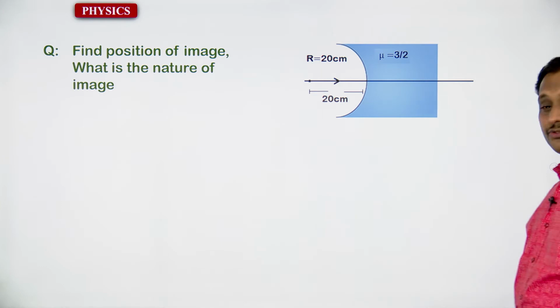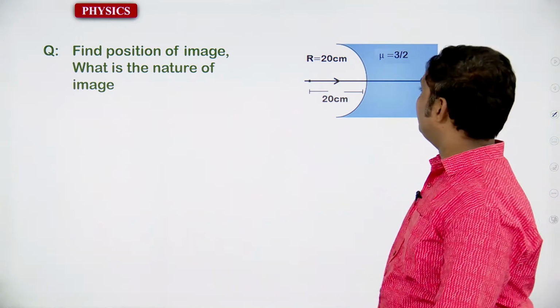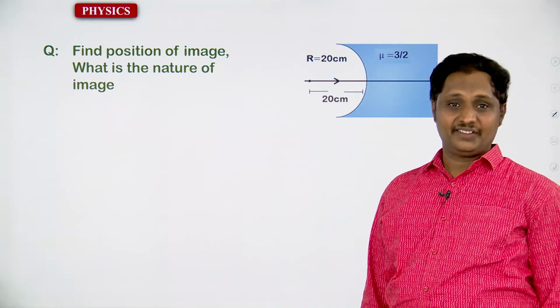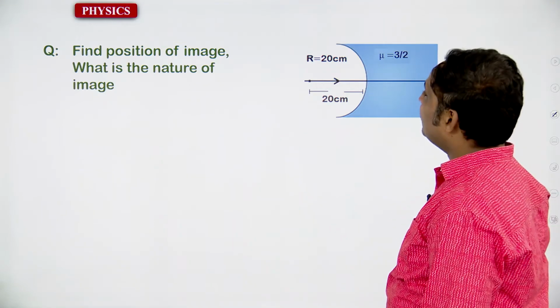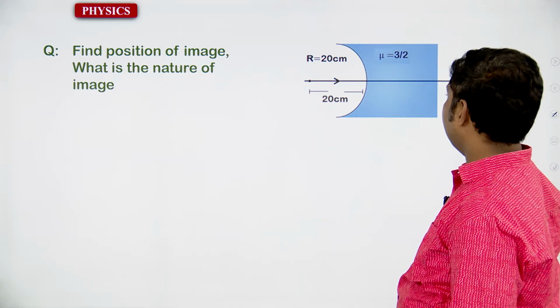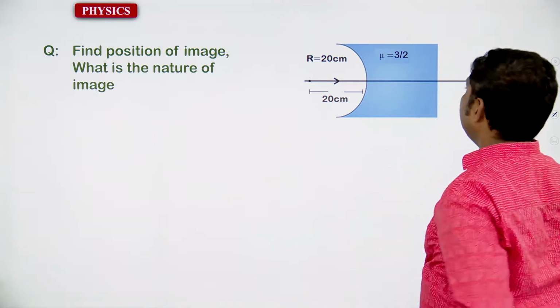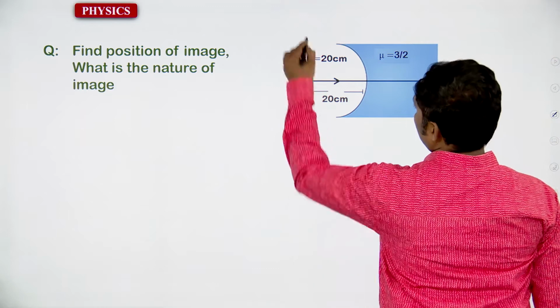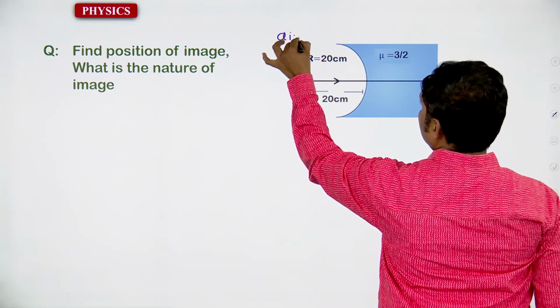Everyone has to identify this one. This is the single concave refracting surface. Find the position of the image and what is the nature of the image. It's very clear. From that you can confirm this is going to be the air medium.